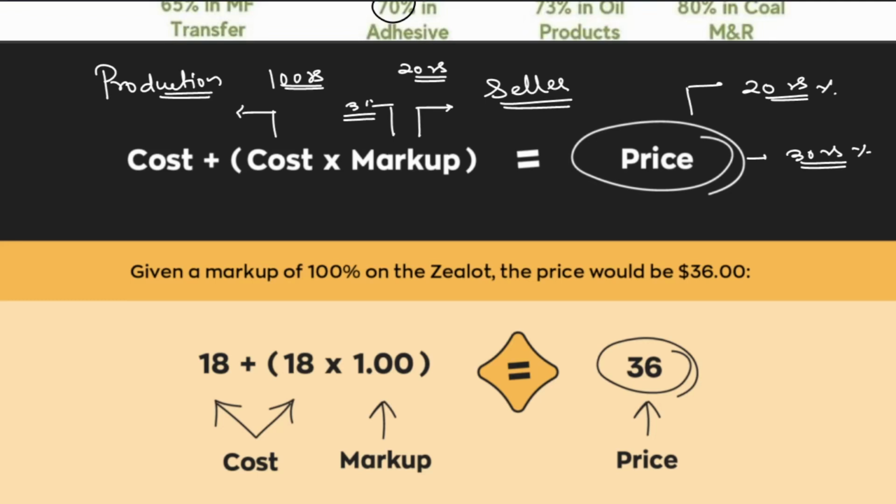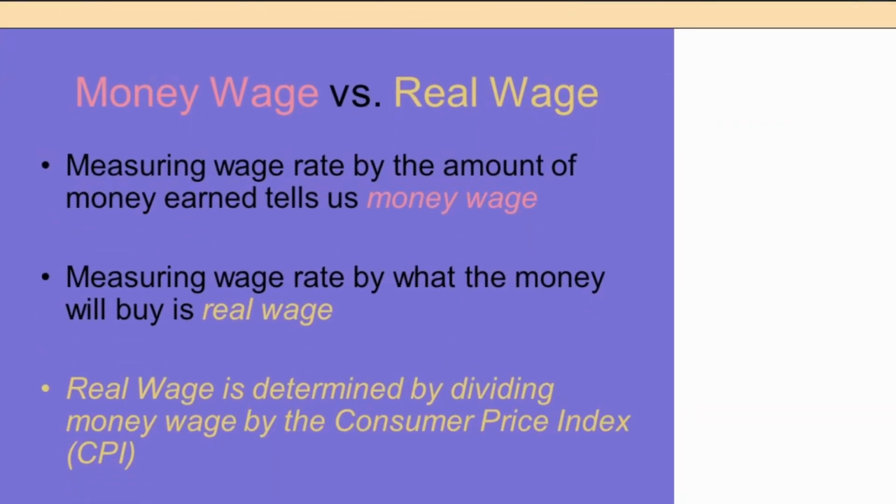Now what happens is that if there is monopoly, a single supplier will be able to decide how much markup should be there on the whole range of product. Let's say 70% of the adhesive. Okay, there are no other options and the markup will be controlled by the single manufacturer. So furthermore, what we see after this, money wage versus real wage, again the same debate.